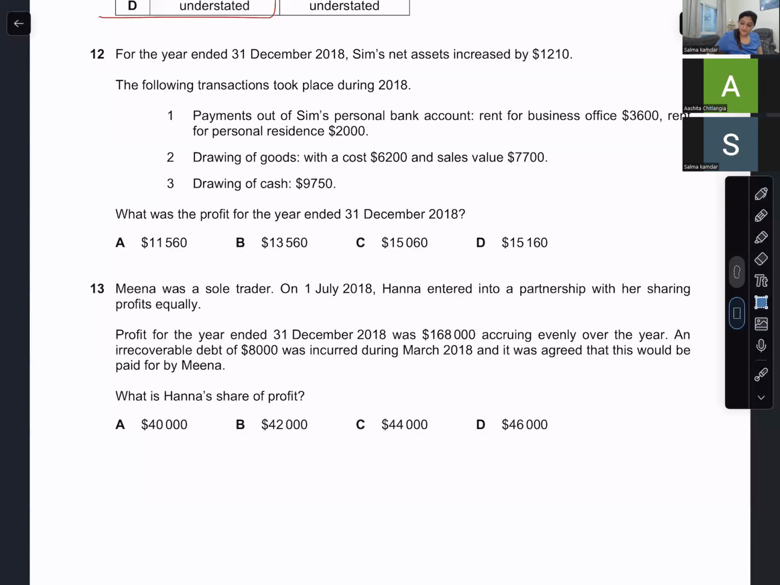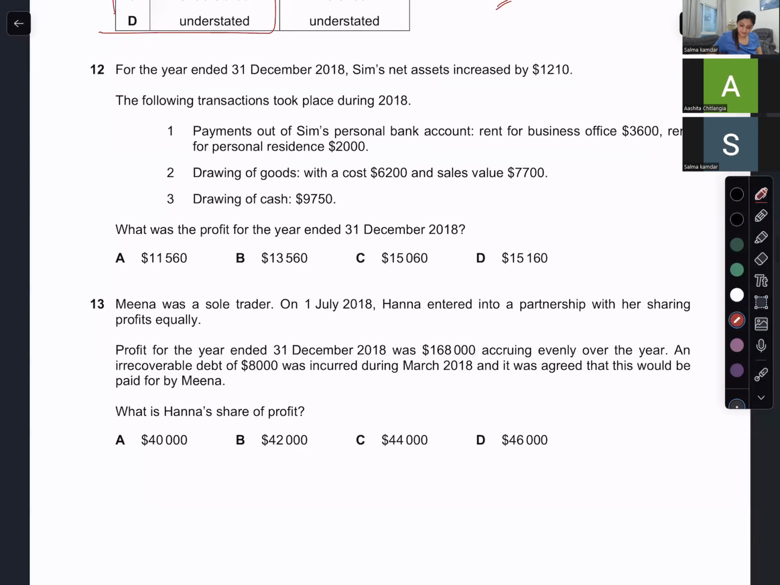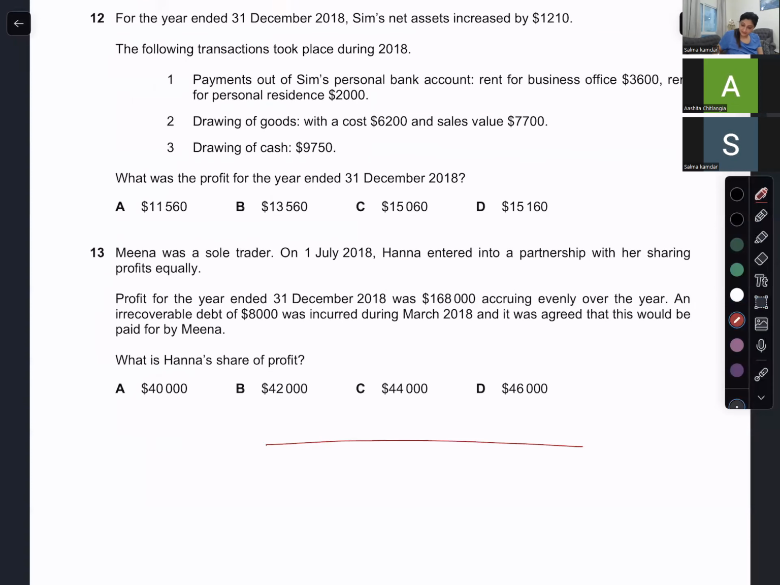You can make a capital account with all the information related to capital. Net assets is like capital, and capital has increased by 1210. Are you with me? What is your opening capital? You take any imaginary figure.